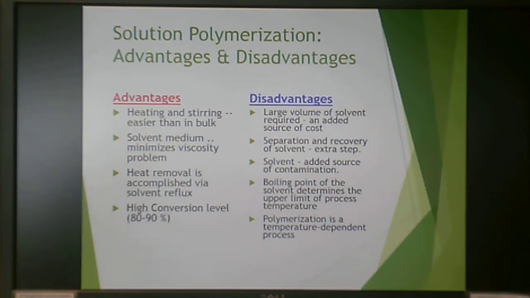Now, that all sounds well and good. However, you're using a large amount of solvent, and that is an added cost. And it's an added source of contamination. Solvent is a small molecule. It can get trapped in the polymer, and you've got to figure out a way to get it out. So you have to separate everything, and that adds an extra step to the polymerization process. So extra steps means extra cost as well.